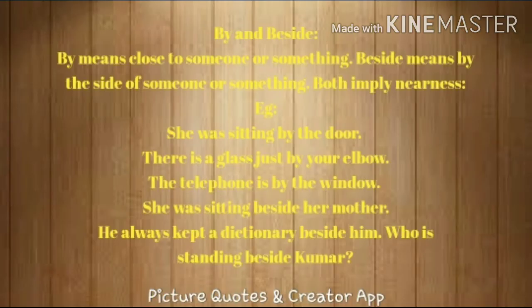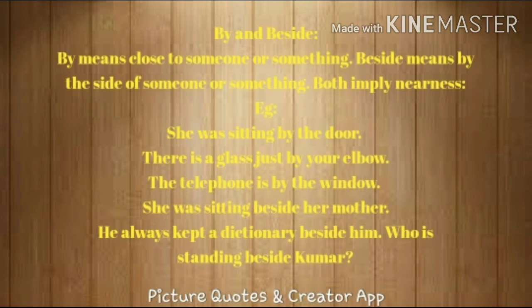The next prepositions are by and beside. By means close to someone or something. We can even say the meaning is nearby. And beside means by the side of someone, left or right side. So this is the difference. By means near or nearby, while beside means next to. Both imply nearness. Both prepositions indicate nearness. Let's see some examples.